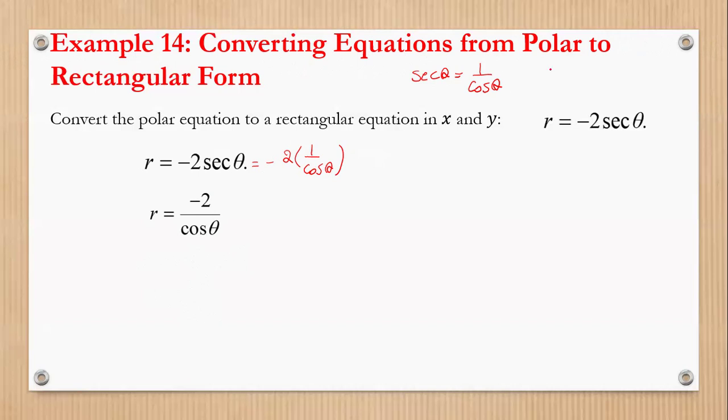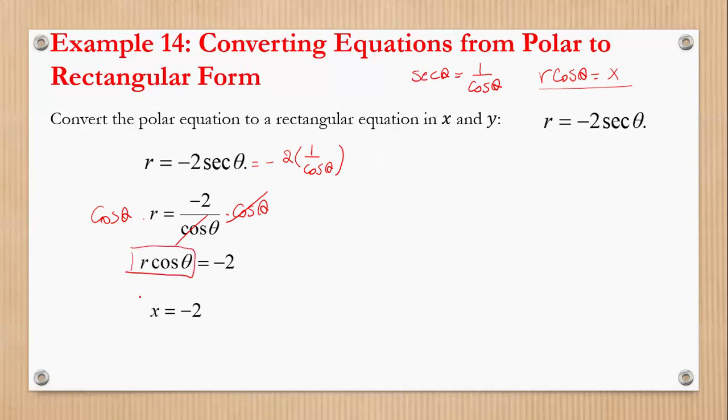Out of the formulas that I have to replace, I know that r cosine theta can always be replaced by x. Can I create r cosine theta? Yes, if I multiply both sides by cosine theta, these two cancel each other, and the other side gives me r cosine theta, which is equal to negative 2. Now I have everything ready to replace, and I know r cosine theta is always x, so the equation is x equals negative 2.